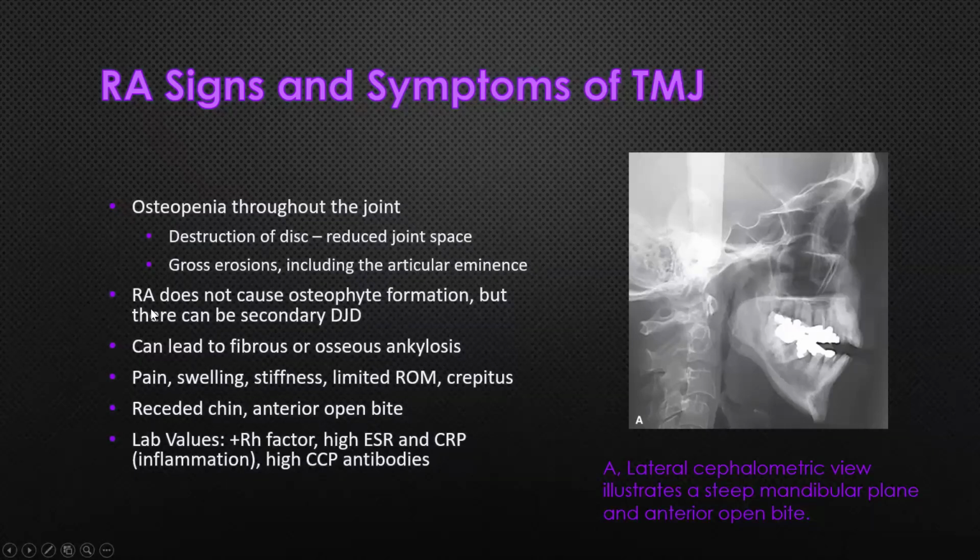So yeah, gross erosion. This was an interesting point. It's not really known to cause osteophyte formation, but you'll see it. And they assume that can be related to it causing a secondary degenerative joint disease. So it can be kind of combined.